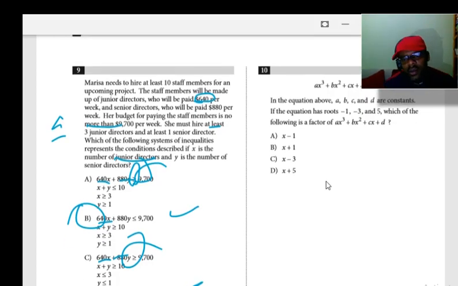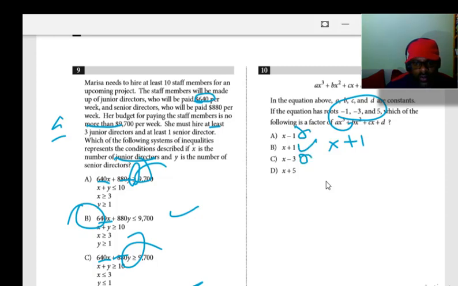In the equation above, a cubic function is given. If the equation has these roots, which of the following is a factor? If these are the roots, the factor will be its opposite. So I need x plus 1. When I use opposites, I don't have this, I have this, I don't have this, and I don't have this. So the answer is B.